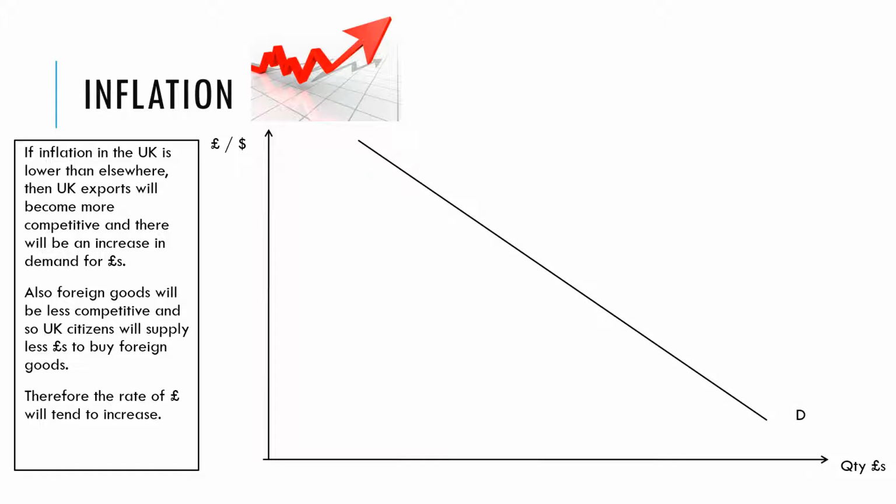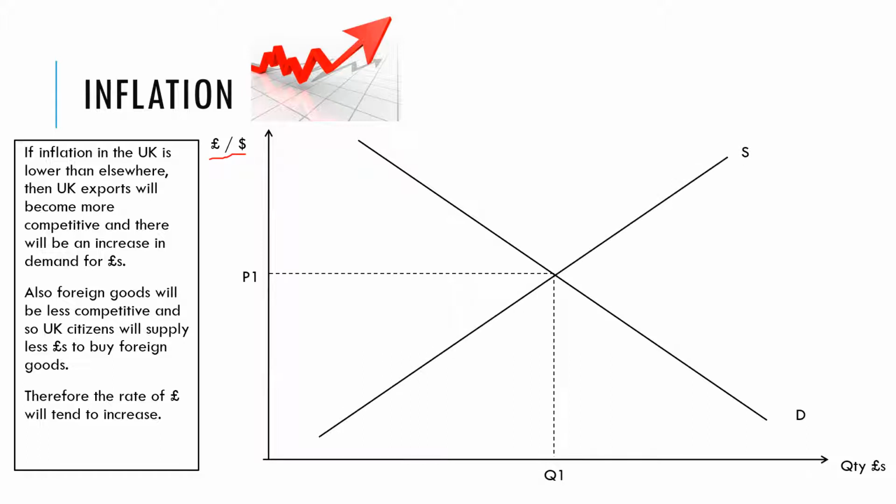Let's imagine we're comparing the UK with the USA. And we have the demand for pounds and we have the supply of pounds. And so we have the current value of the pound against the dollar. Now, if inflation in the UK is low, then Americans will want to buy UK exports because they seem quite price competitive. Now, the impact of that is that it increases the demand for pounds.